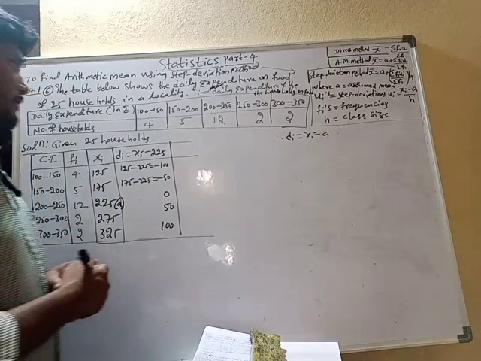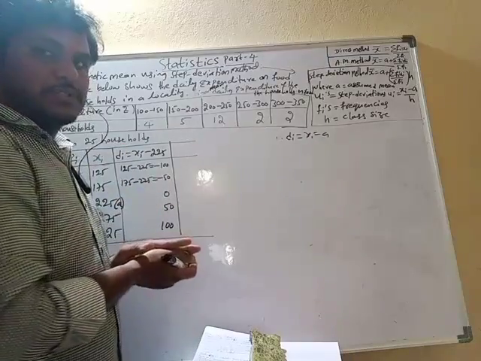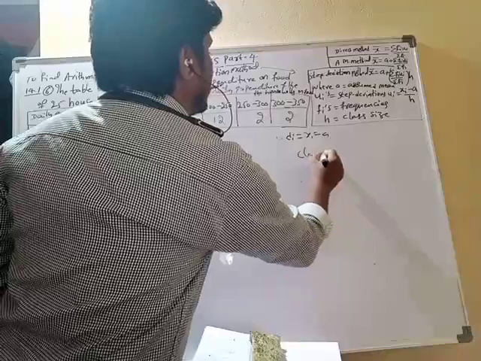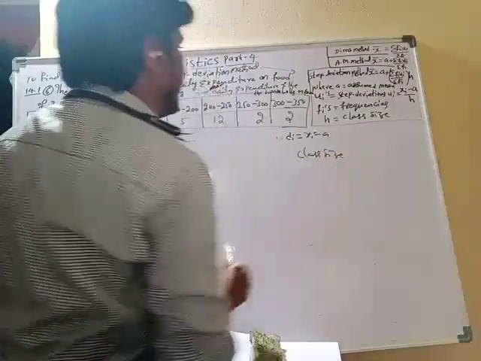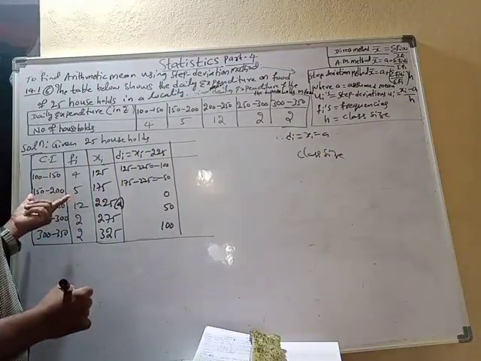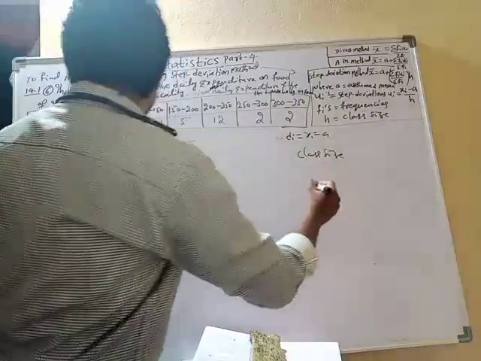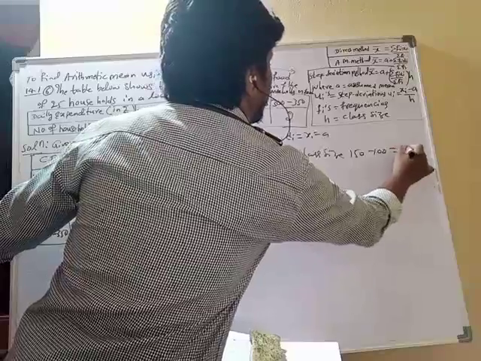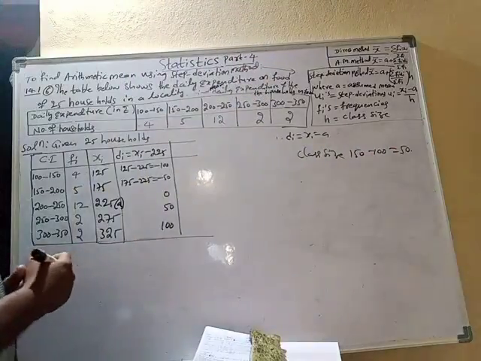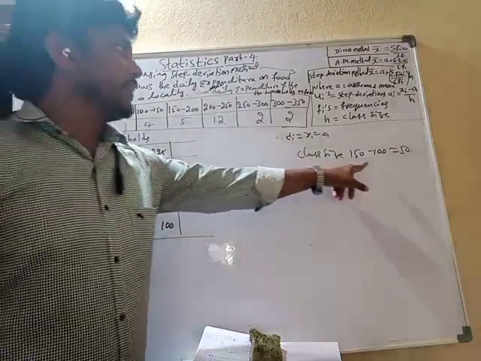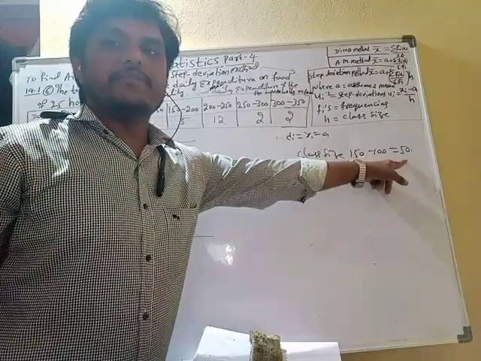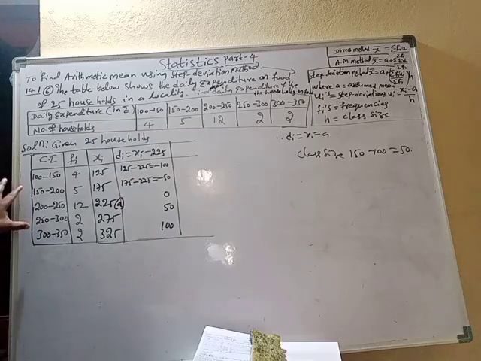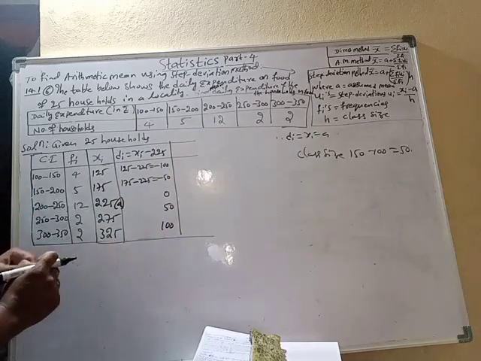Here the di's are multiples of the class size. What is the class size? Class size is nothing but the difference of the class interval, that is upper limit minus lower limit: 150 minus 100, that is 50. Here the class size, that is h, is 50. For any class interval you take, the class size is the same, that is 50.